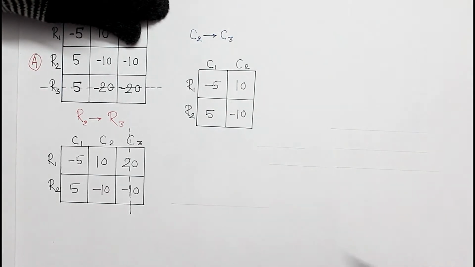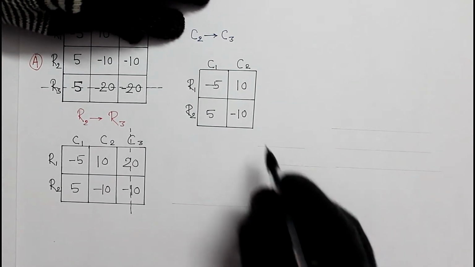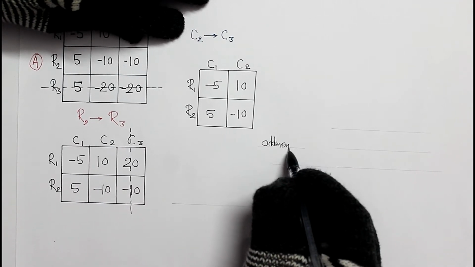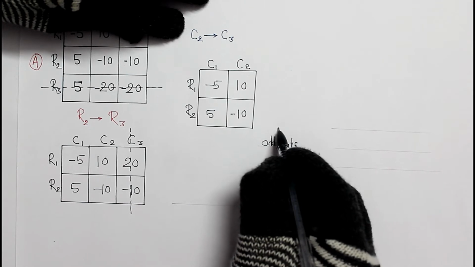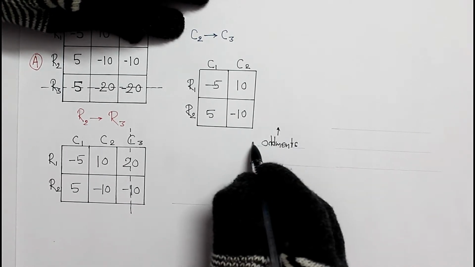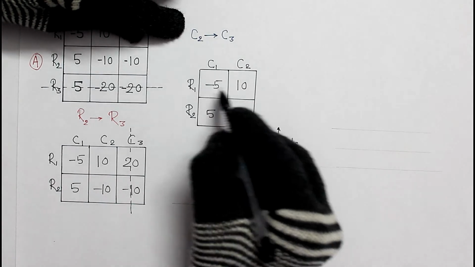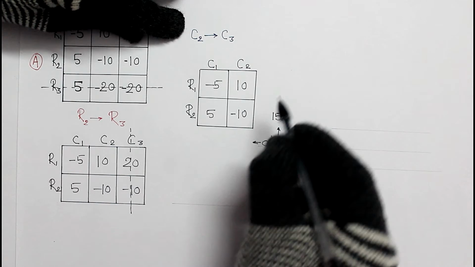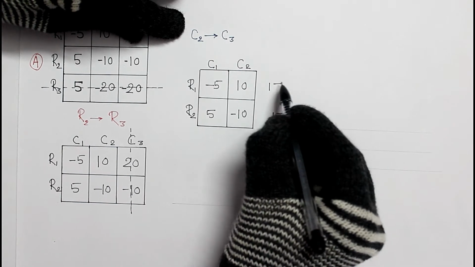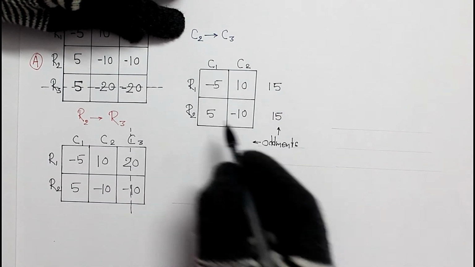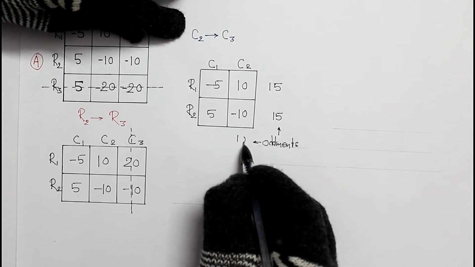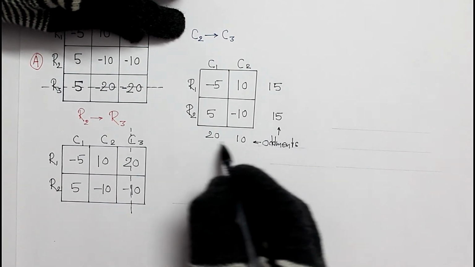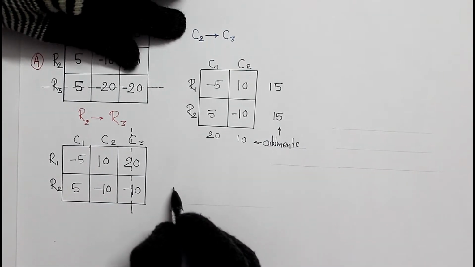To solve this matrix, we can apply the arithmetic procedure. And the very first step is to calculate oddments. Difference between these two, 15. And difference between these two, 15 also. Between minus 5 and 5, 10. And between 10 and minus 10, it's 20. So we have 4 oddments to calculate our game value.